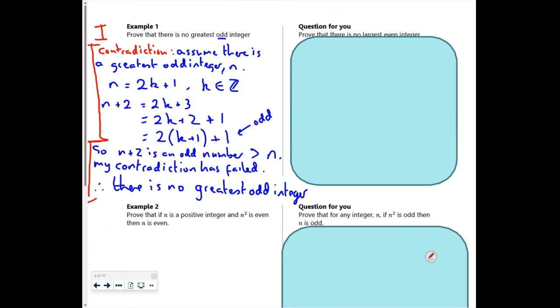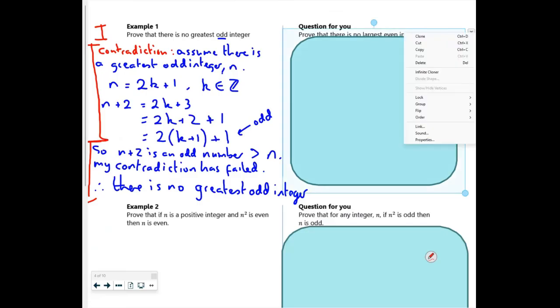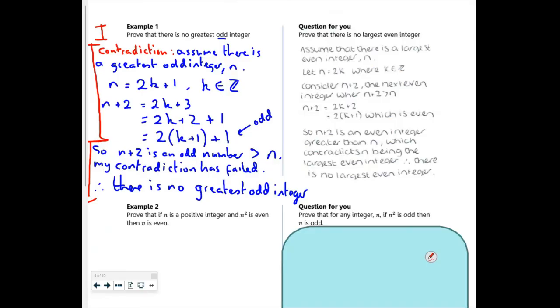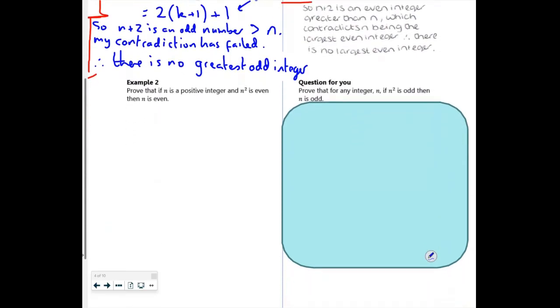There's one here for you: prove that no large is an even. So similar idea. Similar setup. Set my contradiction up, work it all out, then I've got some form of conclusion to go with it. Different teachers might write it out ever so slightly differently, but same idea.